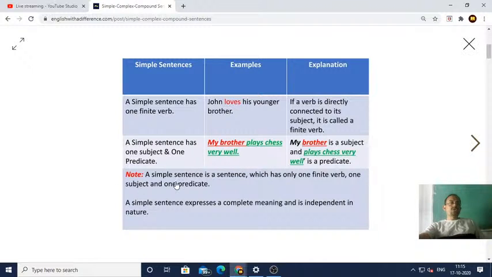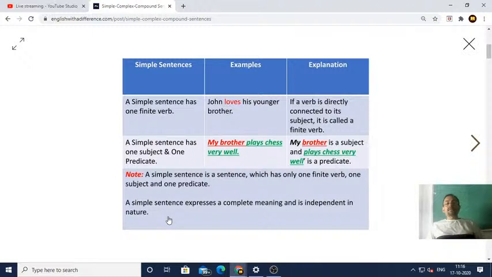Now let's move on. Note: a simple sentence is a sentence which has only one finite verb, one subject and one predicate. A simple sentence expresses a complete meaning and is independent in nature. That is very important, dear students. A simple sentence is a single sentence, and it is very much complete in its meaning. It expresses complete meaning. So that is what is called a simple sentence.